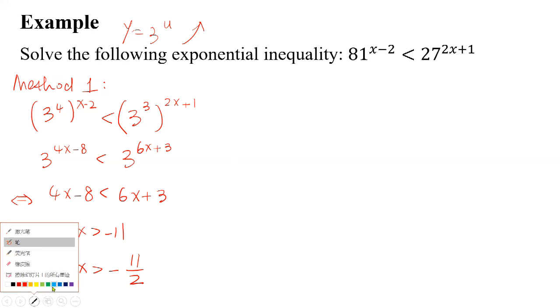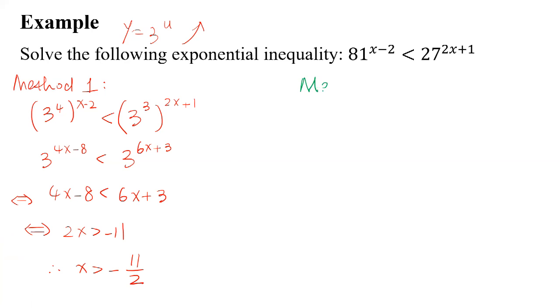Okay, all right, so let's have a look at method 2. Again, the expression can be rewritten as 3 raised to the 4x minus 8 less than 3 raised to the 6x plus 3, right? And this time we can consider using the function y equals log base 3 of m. This is also an increasing function. So we can take the log base 3 of both sides.